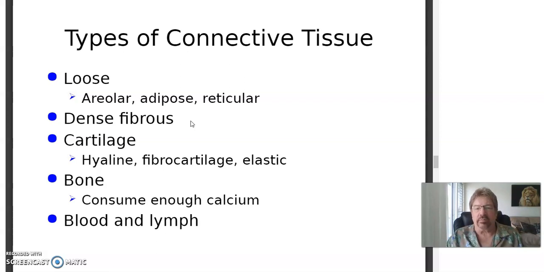There's dense fibrous, which is a lot thicker and stronger. Then cartilage. There's a great deal of cartilage in the body. Yes. The tip of our nose is cartilage. Our ears are cartilage. We have cartilage in our ribs, which are called costocartilages, which allows the rib cage to expand when we breathe.